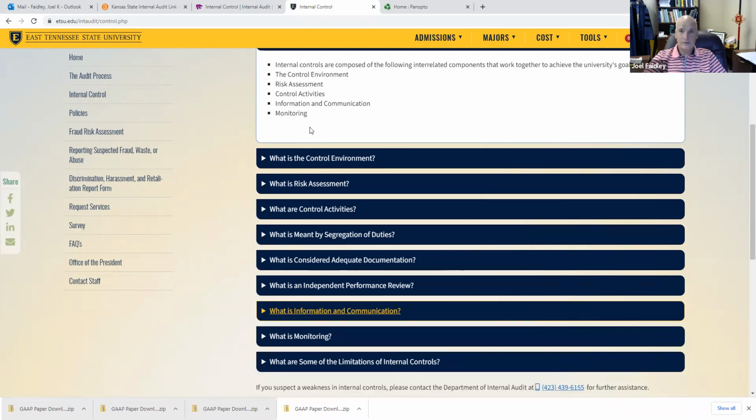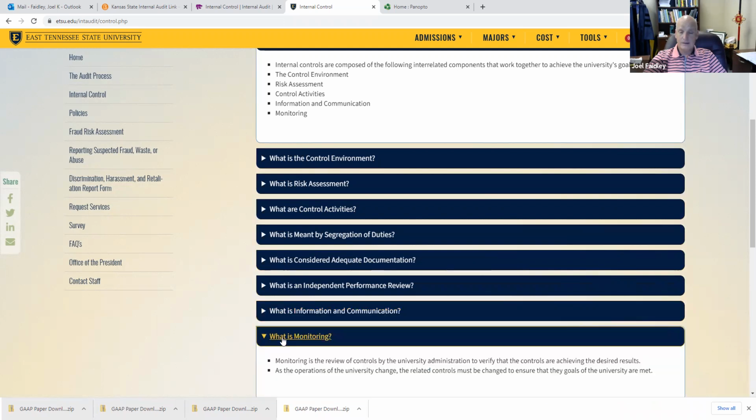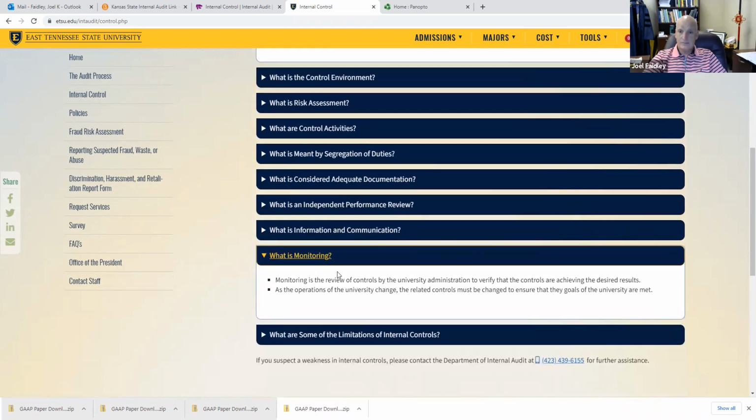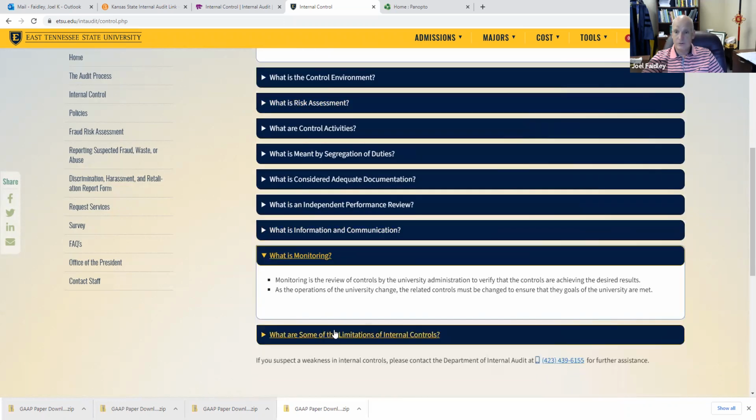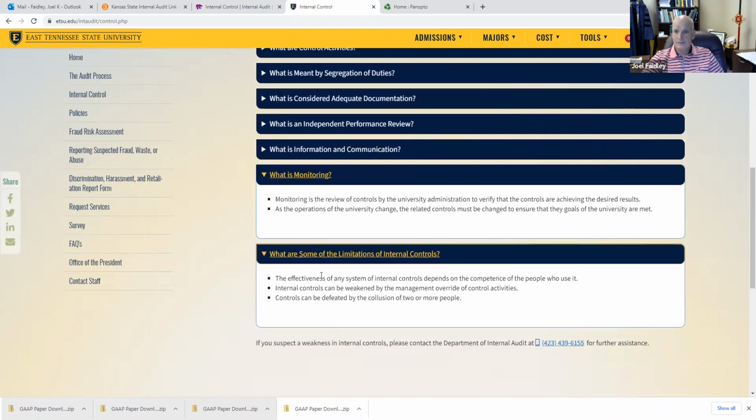And then the last one here is monitoring. And then there's a segment here which talks specifically about what that means. Again, the book does a more thorough job than what ETSU has here on the website, but all these are important. And then they go into what some of the limitations are. Of course, that's getting beyond the internal controls, but it's obviously dependent upon the competence of the people who use it, which is a big part of internal control, is having qualified people in positions.